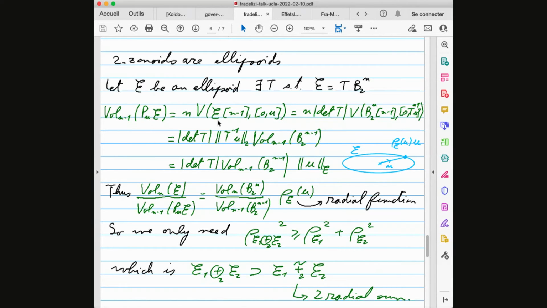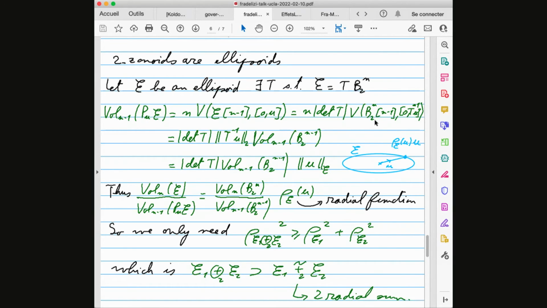And then you replace E by T B2n, and you factor out T because of properties of mixed volume. You can factor out T, and the absolute value of the determinant of T appears. I'm sorry. And because you have factored out, you have B2n, and here you have T-1u. And now you recognize again that n times this mixed volume is a projection. Orthogonal, it is the norm of T-1u times the volume of the projection of the Euclidean ball onto the perp of T-1u.